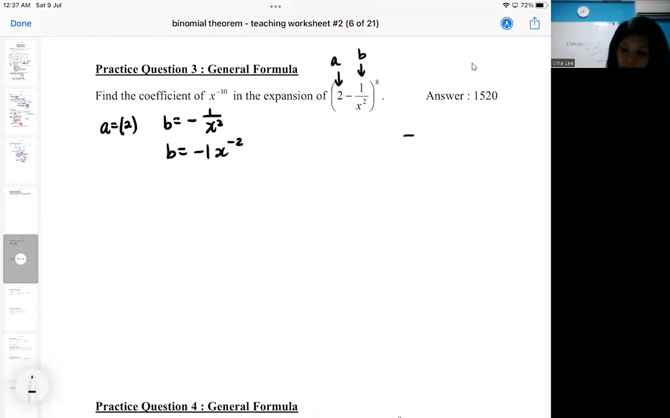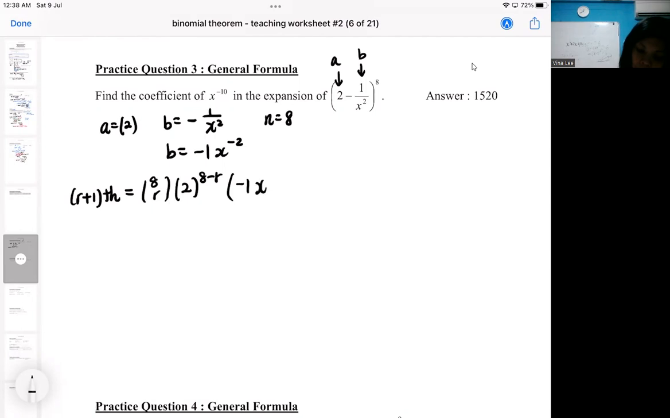That means you see it this way. So this is the part that is x to the power of minus 2. So this is the power of your indices. So if you're confused by indices, you also find this very challenging. So after this, plug into the formula. Plug into the formula, you've got 8 choose r, you've got A, and you've got minus 1 x to the power of minus 2.